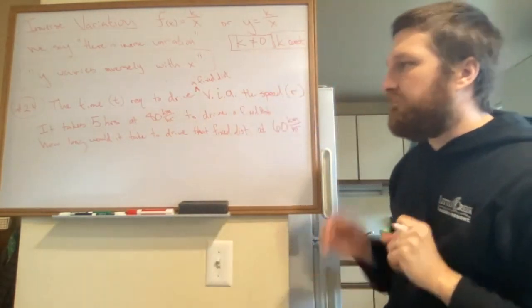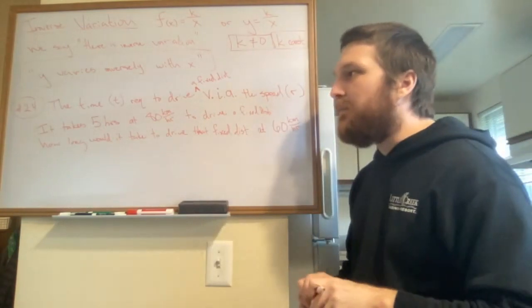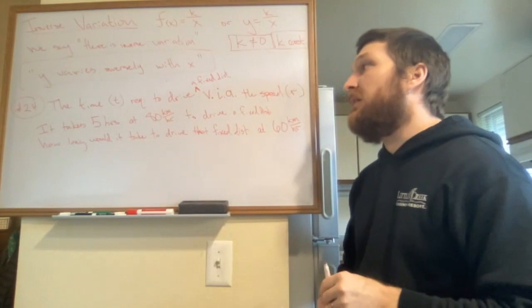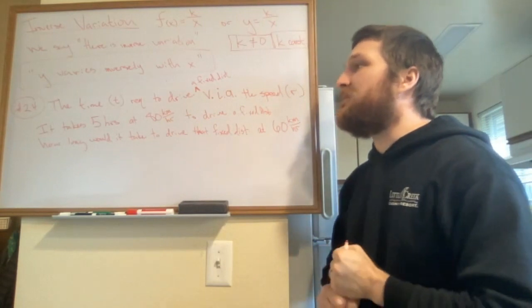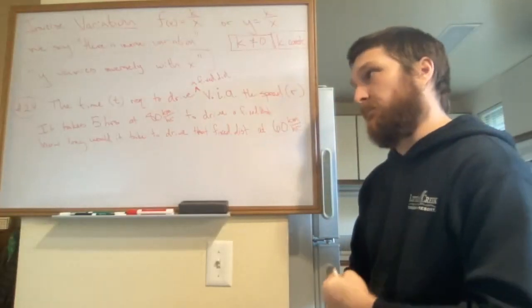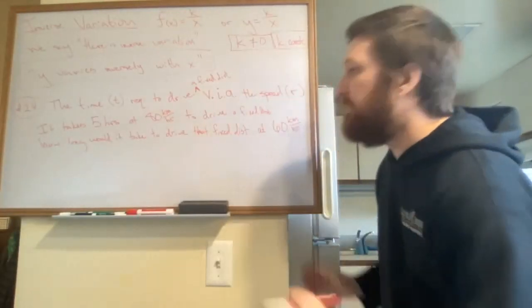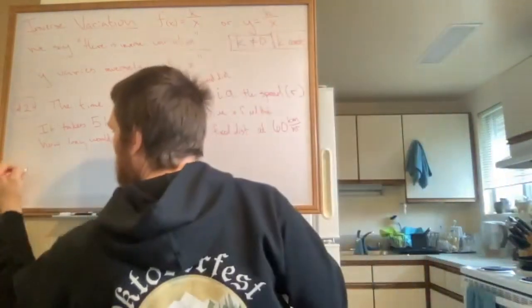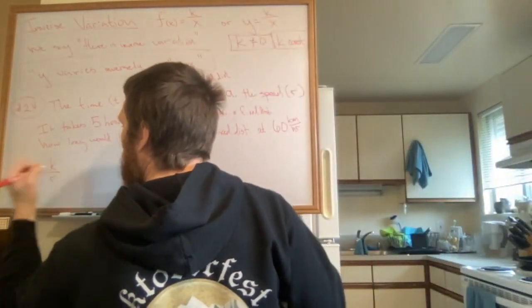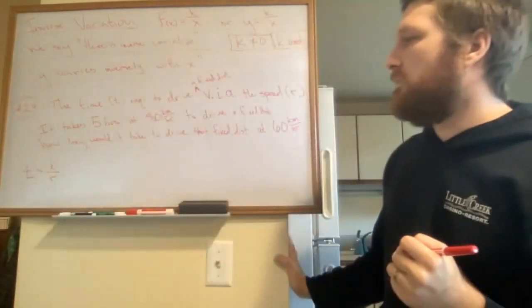Okay, now let's break this down into bits. The time t required to drive a fixed distance varies inversely as the speed. Can we go ahead and just translate that into math speak? Yes. So you have T equals K over R. There you go. K over R. All right.